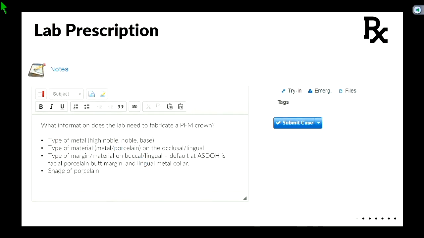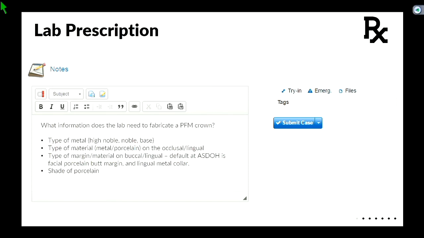So the question for the PFM crown, well, there's a lot more that goes into a porcelain infused metal crown, right? So not only do you need to tell them what type of metal, so high noble, noble base, but also, what type of material do you want on the occluding surface? So for our posterior teeth, it's going to be our occlusal surface, and our anterior teeth will be our lingual surface, or at least our maxillary anteriors. So remember, we saw the diagram where those can be either in metal or porcelain. So you got to specify what you want.